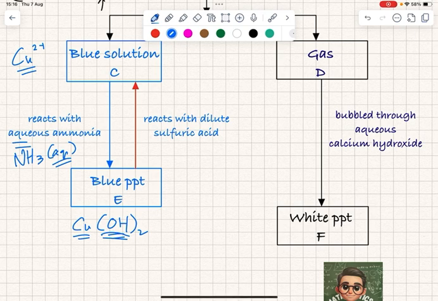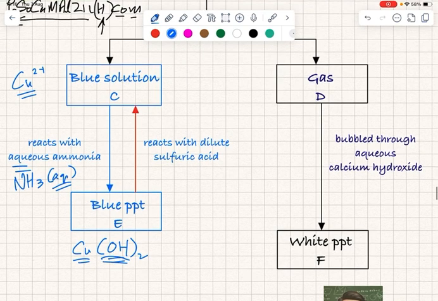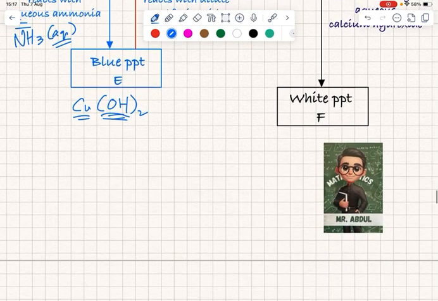Then E reacts with sulfuric acid to get back your solution C. That means obviously copper sulfate. This one must be copper sulfate because the sulfate must come from the sulfuric acid. You cannot just get sulfate out of the blue. It must be from somewhere. The only way it can come is from the sulfuric acid. We look at this.